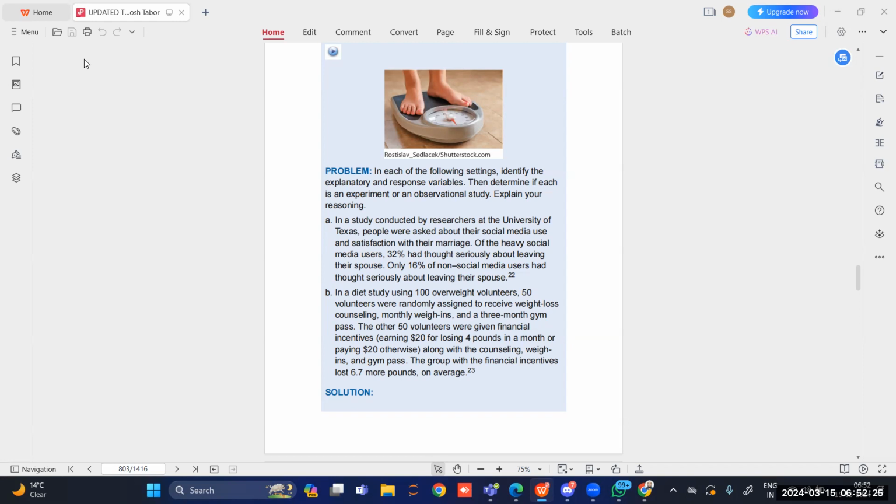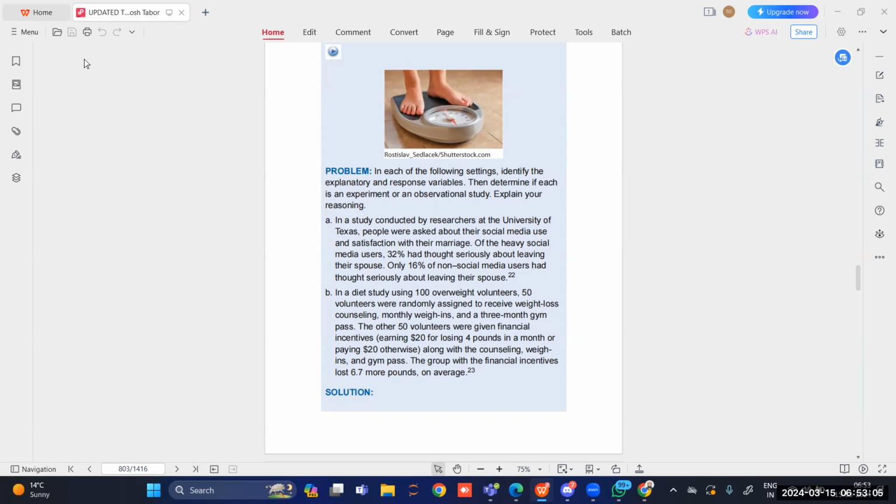In each of the following settings, identify the explanatory and response variable, then determine if each is an experiment or an observational study. So come on, tell me what is A? Here it is observational. Very good. So what are the explanatory and response variables? The explanatory variable is social media use, and the satisfaction with their marriage will be the response variable. Yes or no?